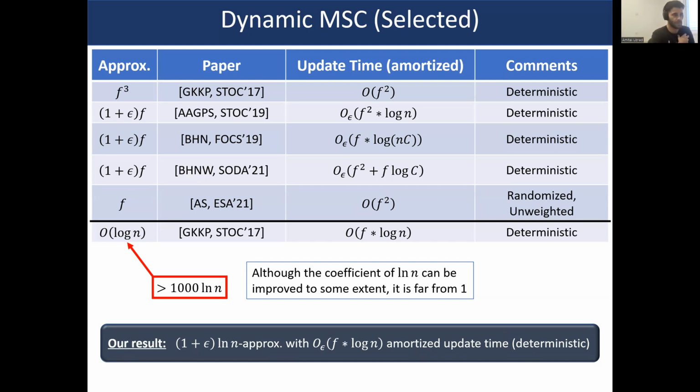Our epsilon dependencies are polynomial in 1 over epsilon, epsilon to the power of -5. So if we neglect that, we consider epsilon as a small but constant. So if we disregard that, we have the same update time, and we improve the approximation factor drastically.